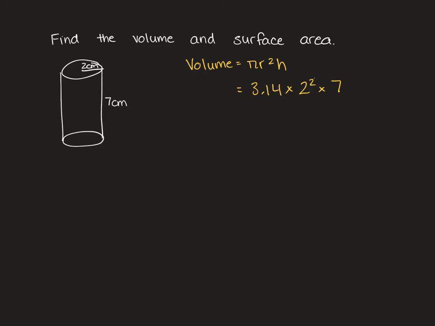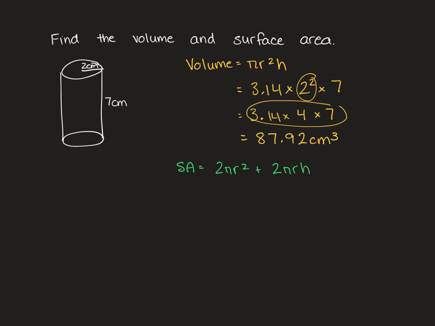First I'm going to solve the 2 squared, so I'll still have 3.14, and 2 squared is 4, times 7. So our next step is to multiply all of these numbers. So we're going to figure out 3.14 times 4 times 7. This gives us 87.92 centimeters cubed, because remember for volume it is cubed. Now we finished volume, so we're going to look at surface area. So what is my formula for surface area? We'll have 2 pi r squared plus 2 pi r h.